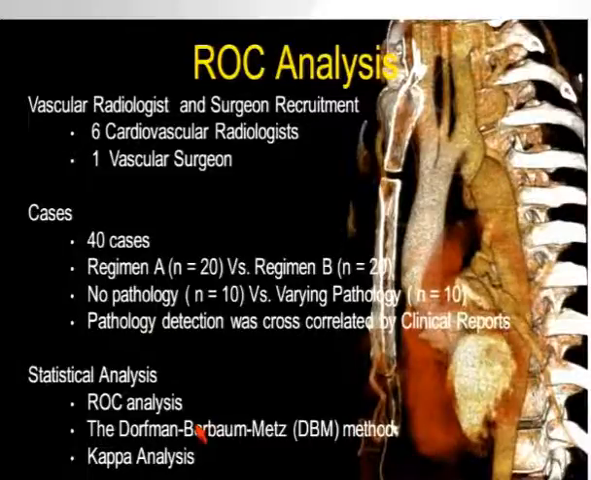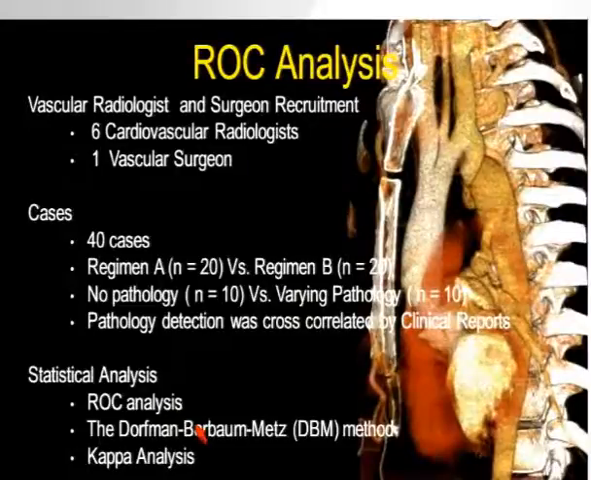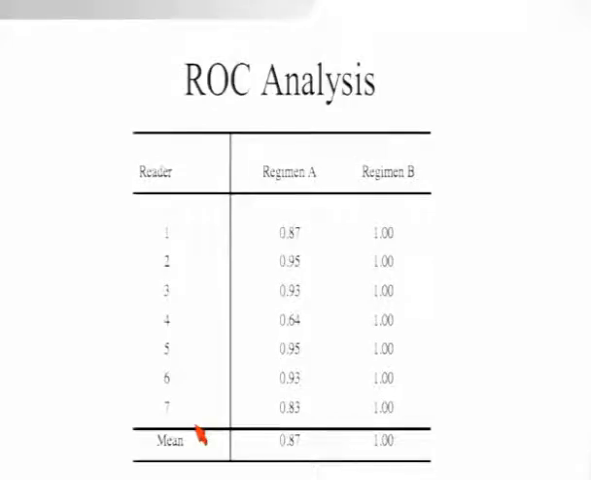So what we did was we looked at 40 cases, regimen A and regimen B. In the first 10 cases of each regimen, there were normal studies which were approved by radiological reports and also ongoing post-CT scanning. And then the other 10 were varying levels of pathology from mild, moderate to severe. And then we did the ROC analysis using the DBM method and kappa analysis as well as VGC. So just to let you know that level 7 is the vascular surgeon.